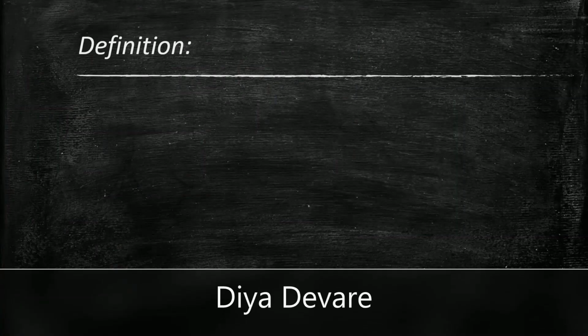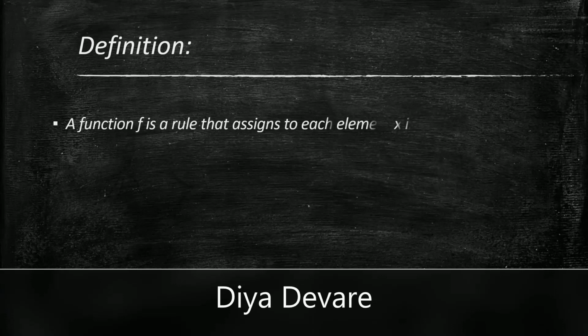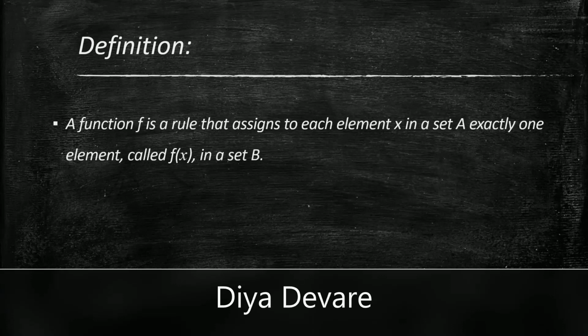Let us look at the formal definition of a function. A function f is a rule that assigns to each element x in a set A exactly one element called f(x) in a set B. In simple terms, a function is a special type of relation between two variables.